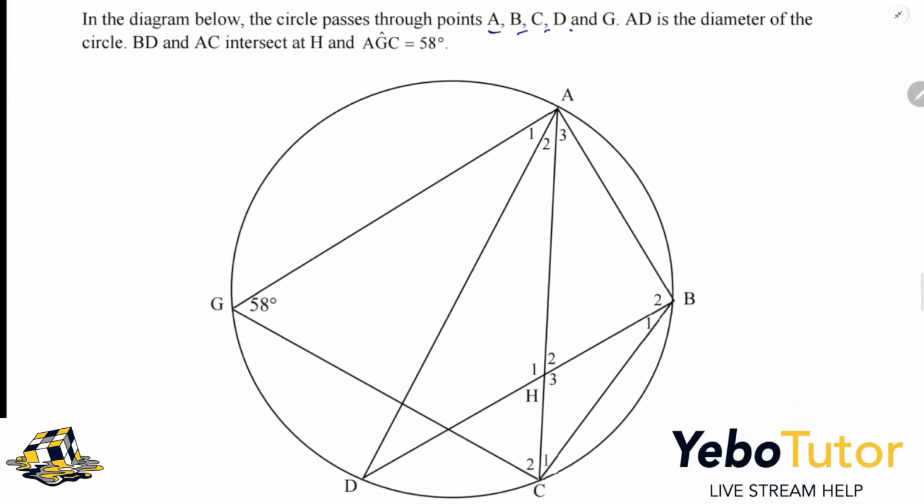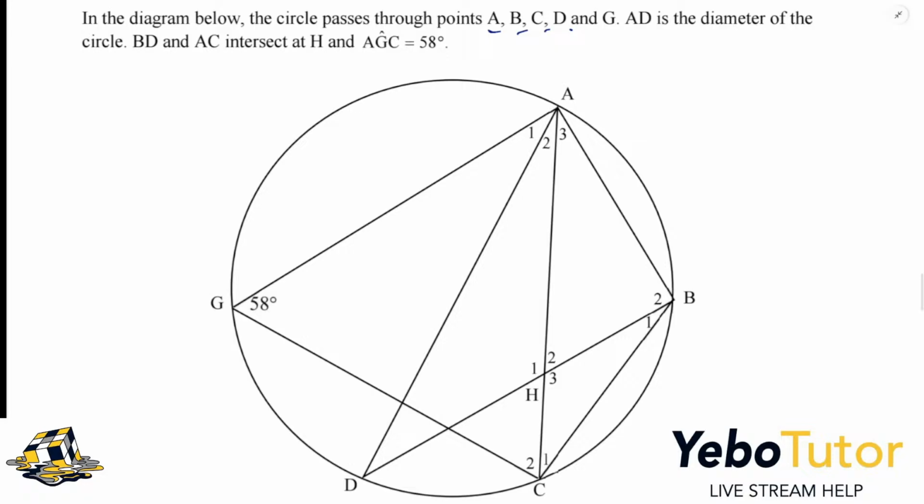Can see that, yes. Now, AD is the diameter. Which means that we can subtend the 90 degrees angle. Of course, this angle already is 90 degrees. But now, let's see if we have a center. And we are also given that BD and AC intersect at H.